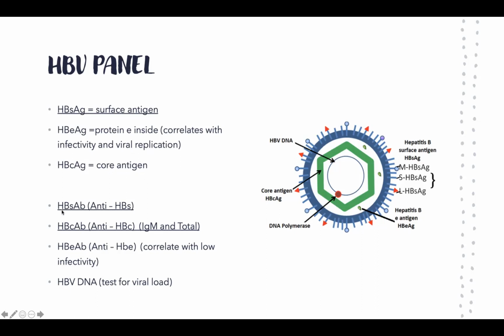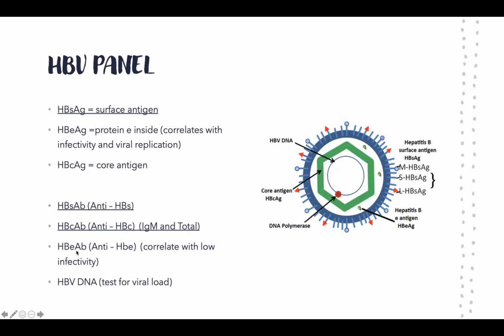So we've got our anti-surface antigens, so our antibodies against our surface antigen. These are antibodies against hepatitis B surface antigen. And then we could also test for the antibodies against the core. And this can be split up into IgM in our acute phase and total, which includes our IgG.